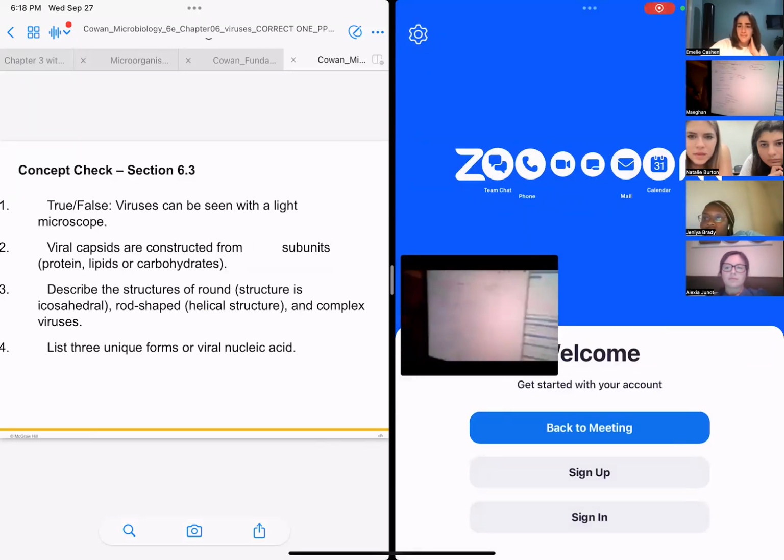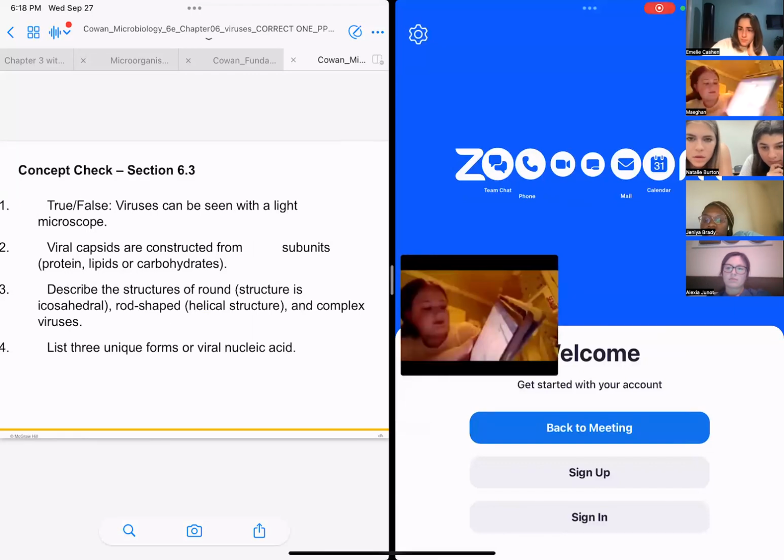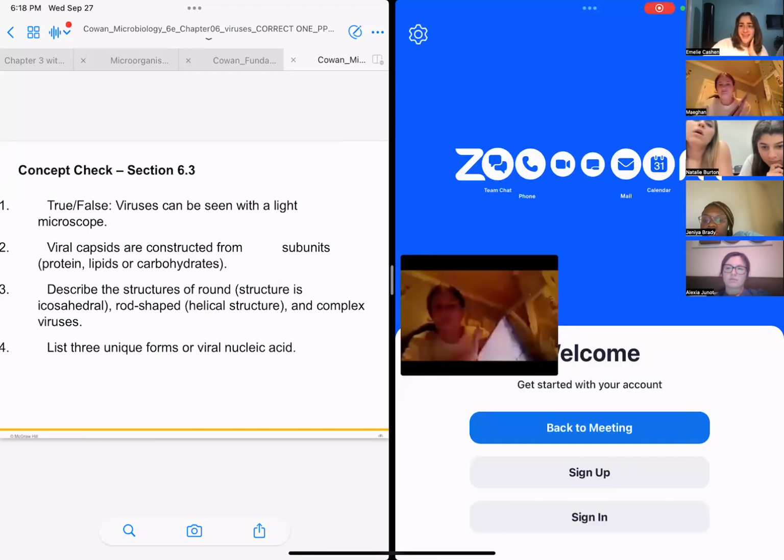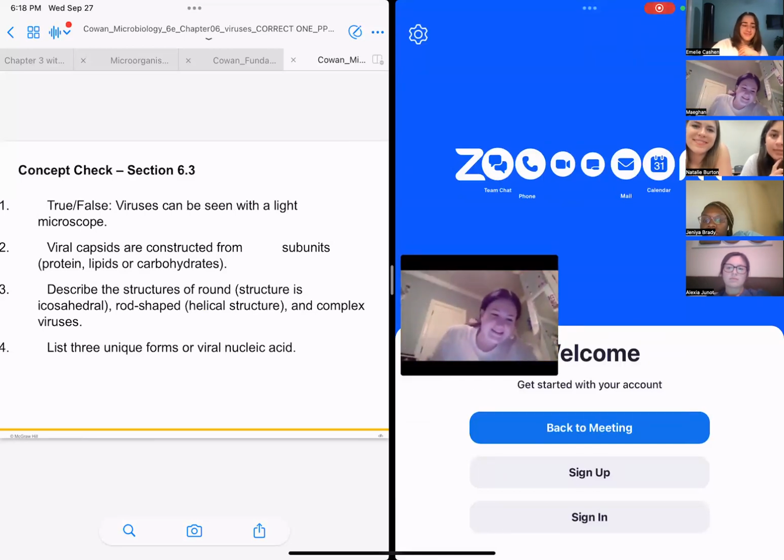So I have virus and prions so far, and I just have a lot of the components of viruses, and then kind of what each component consists of as you get further down the map. I think it looks really good. Yeah, it looks good. Thank you. And we can do the concept check too. Oh, yeah, let's do it.